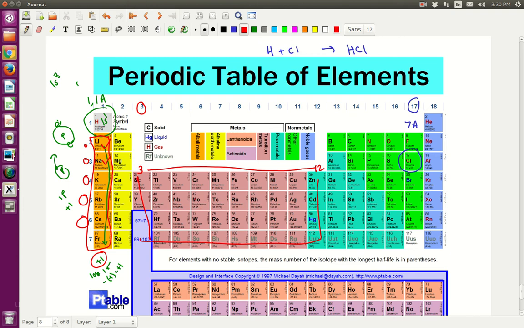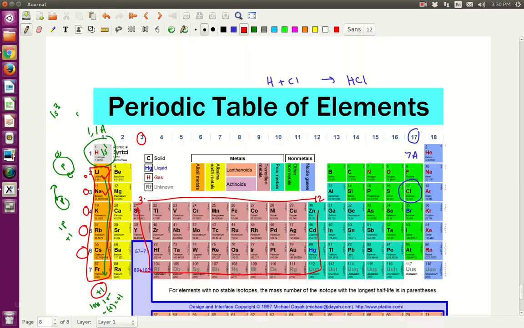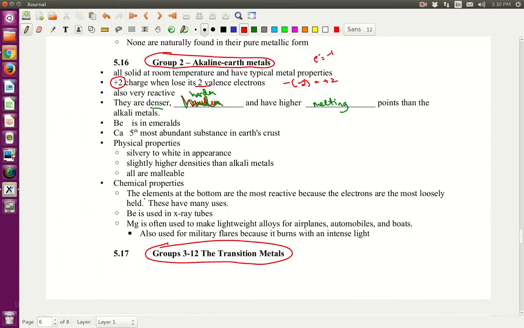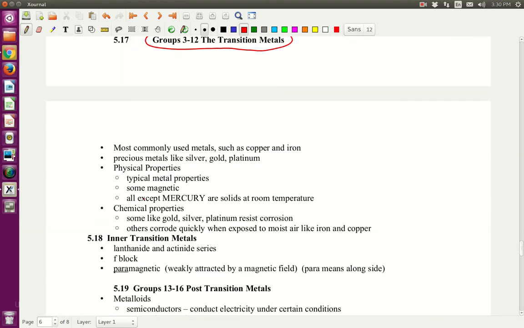And let's talk about some of their properties. Go back up to the notes. Transition metals. These are the most commonly used metals, like copper and iron. And there'll be a few more in that group that you're going to learn. Precious metals like silver, which is Ag, and gold, which is Au, and platinum. And physical properties, typical metal properties, they're shiny, they're malleable, they're ductile, they conduct electricity and heat.